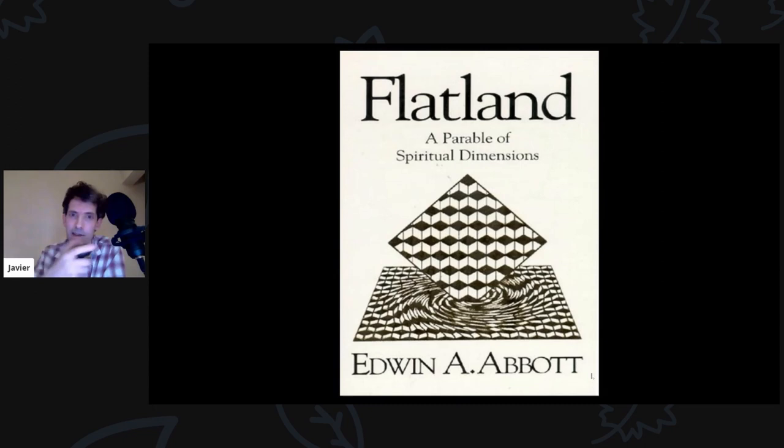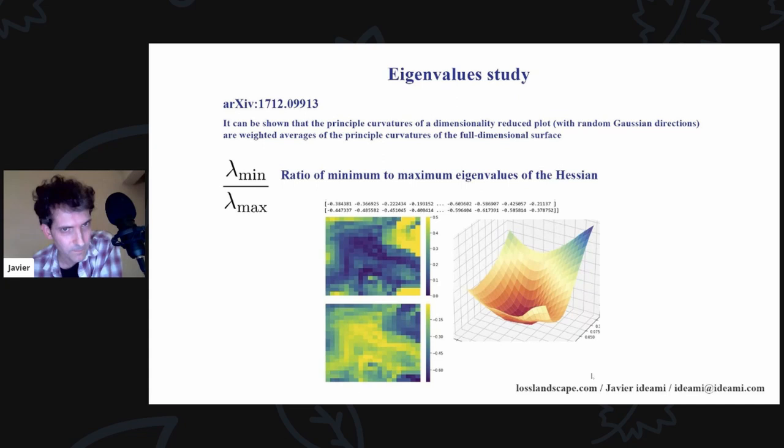We can demonstrate it by using numerical analysis, because it has been demonstrated that the main curvatures of these dimensionality reduced representations are actually a weighted average of the main curvatures of the full dimensional space. And we can use the second order derivative. We can use the Hessian matrix. We can use the eigenvalues. We can use the ratio of the extreme eigenvalues, the minimum and maximum eigenvalues, to build heat maps to study the distribution of the convexities and non-convexities of the high dimensional space, and then compare those heat maps to our visualizations. And by doing this, we can demonstrate that, yes, there is a correlation between the distribution of the non-convexities and convexities of these numerical analysis studies and our visualizations.